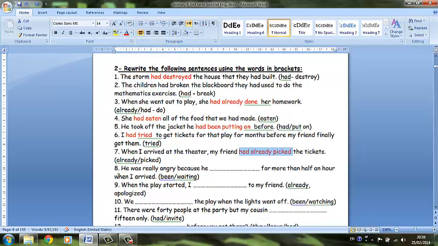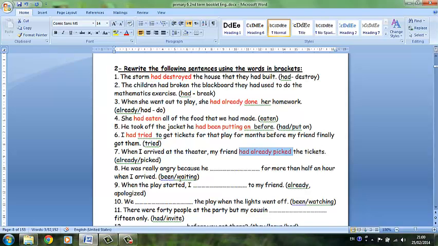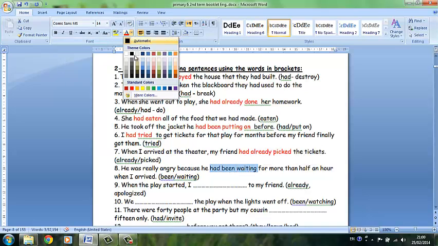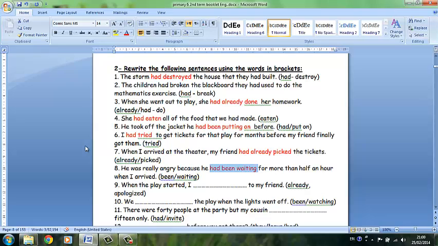Okay, number 8. He was really angry because he had been waiting for more than half an hour when I arrived. And what are you asked to put? Been waiting. So this is the past perfect continuous. I'm going to say had been waiting. Very good. So I'm going to use had been waiting.